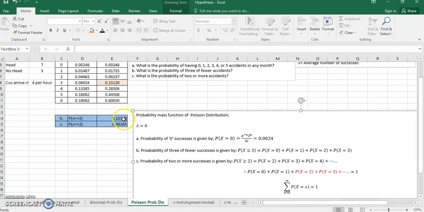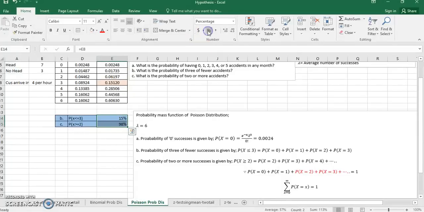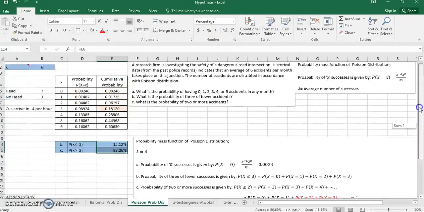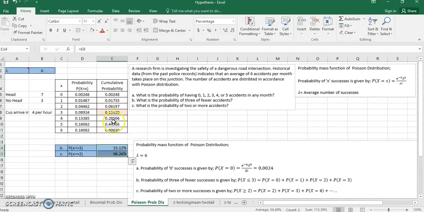You can represent your answer in terms of percentage just by clicking here. So there is a 98% chance that 2 or more accidents can take place. Less than 3 accidents can take place with 15.12%. Again, you can convert all these values into percentages, rounded to 2 decimal places. So that's the Poisson distribution. That is one worked example of Poisson distribution.